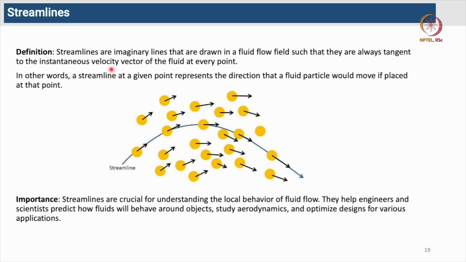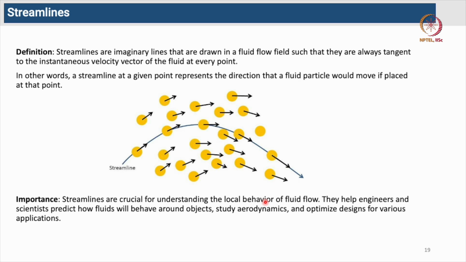So, these are imaginary lines that you can see. The fluid flow field is always tangent to the instantaneous velocity vector at every point. In other words, it gives a representation of how a fluid parcel would move if it was placed at this particular point. So, they are crucial for understanding the local behavior of the fluid flow. This enables us, scientists and engineers, to understand how the fluid will behave around objects, aerodynamics and other things.